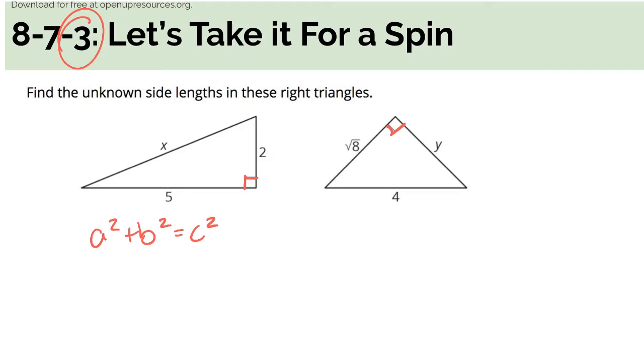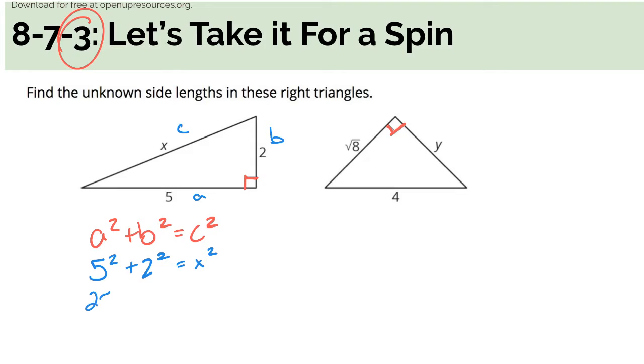I'm also going to label my side lengths. I know that the two legs need to be A and B. It doesn't matter which one's A or which one's B, as long as the two legs are A and B, and the hypotenuse is C. And I'm going to start filling in what I know. I know that A is 5. I know that B is 2, and I don't know C, so in this case we're calling it X. It doesn't really matter.